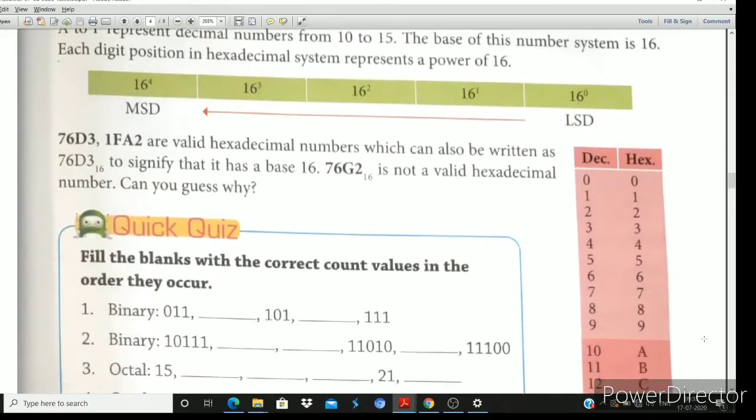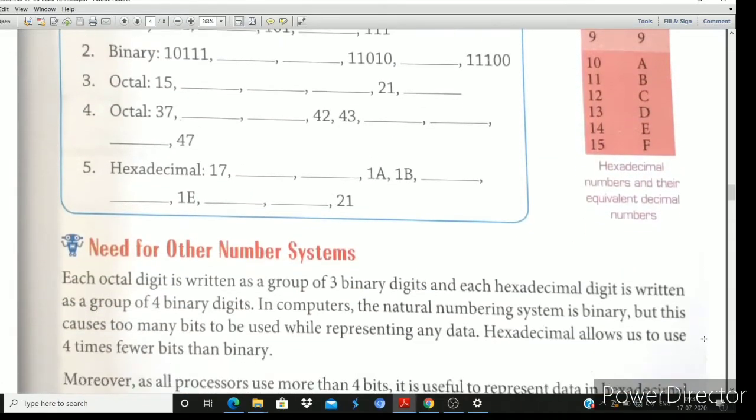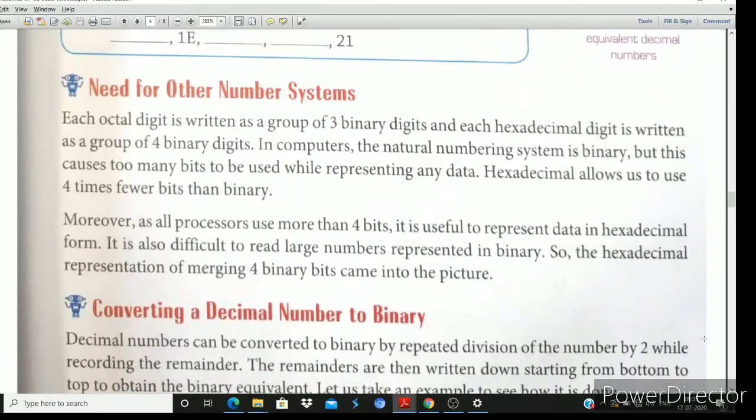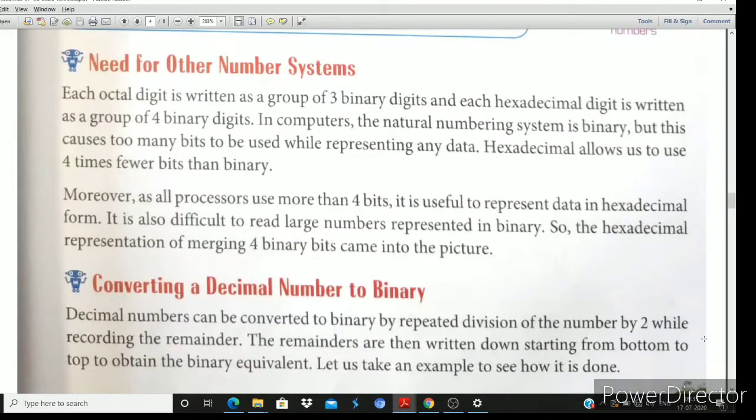So now in this video you will learn about the remaining part of this chapter, which is the need for the other number systems. Okay, so now we will start. Each octal digit is written as a group of three binary digits and each hexadecimal digit is written as a group of four binary digits. In computers, the natural numbering system is binary, but this causes too many bits to be used while representing any data. So hexadecimal allows us to use 4 times fewer bits than binary.